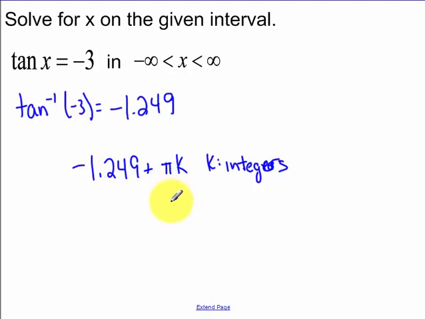If you're working with sine or cosine, you'd have the two angles, and then you'd have 2 pi in there.